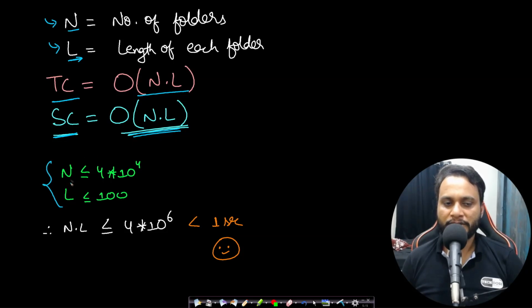In the constraint section, if you remember, n is less than or equal to 4 times 10 to the power of 4, and L is less than or equal to 100. So if you see this n times L, it will be less than or equal to 4 times 10 to the power of 6, which is less than 10 to the power of 8. And that is why this will definitely run within 1 second.